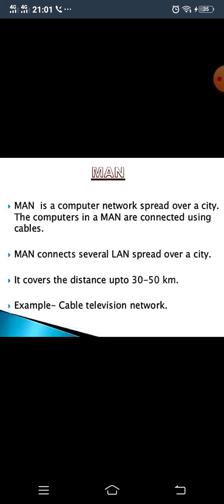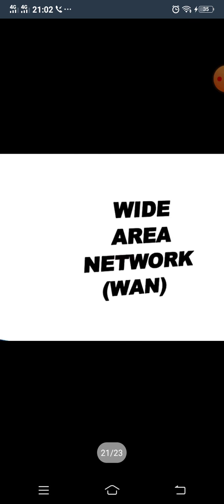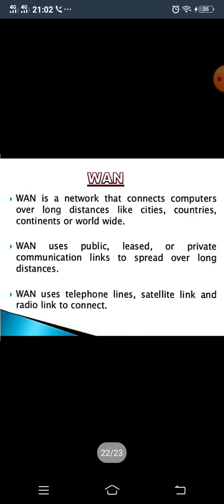It covers a distance of 30 to 50 kilometers, and an example is the cable television network. As you know, the cable that allows us to view different channels on television is an example of a metropolitan area network. The central office headquarters and the warehouse are at a somewhat longer distance as compared to LAN, up to 30 to 50 kilometers.